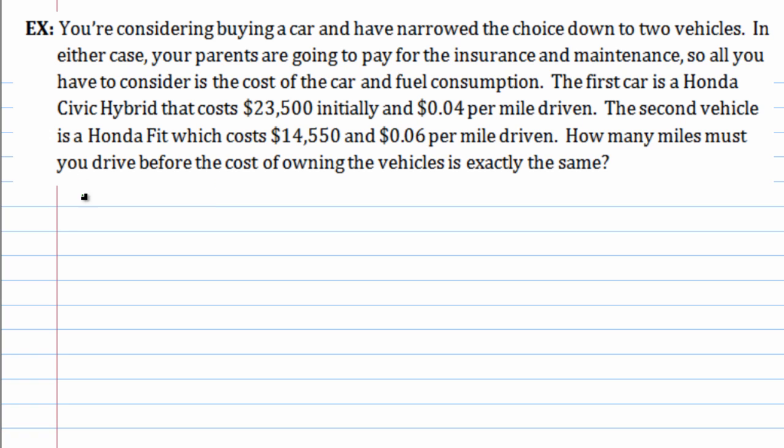So I've read the problem. So step 1, I've read it. I understood what's going on. Second thing I need to do is mention what I'm looking for, and that's usually in the last sentence. The last sentence has this hint, how many miles. So a good variable for the number of miles is m, so I'm going to say let m equal number of miles. I'm not just going to keep it like that. I'm going to say let m equal number of miles when owning costs the same, or something like that.